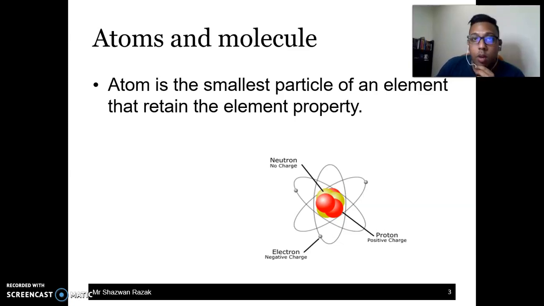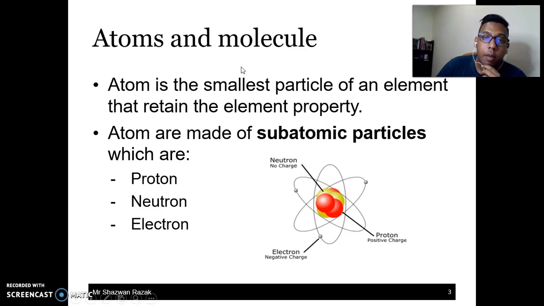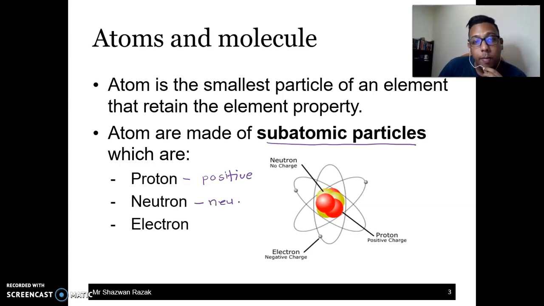Okay, kalau nak tahu, atom ni sebenarnya dia dibuat daripada 3 benda. Okay, dan benda ni dipanggil sebagai subatomic particle. Okay, di subatomic particles, nama dia adalah proton, neutron dan juga elektron. Proton is a positively charged species, okay, while neutron is neutral and electron is negatively charged species.